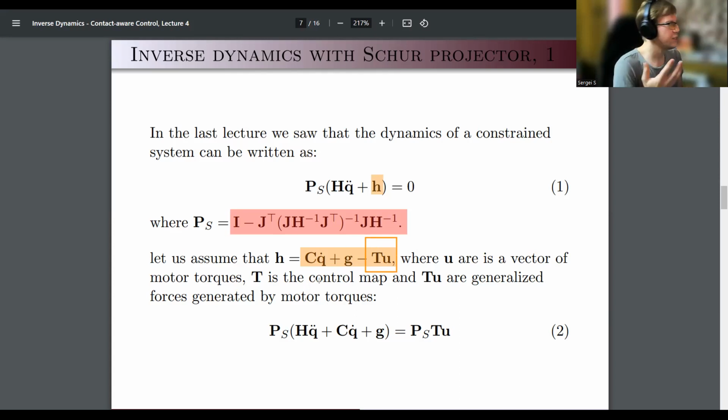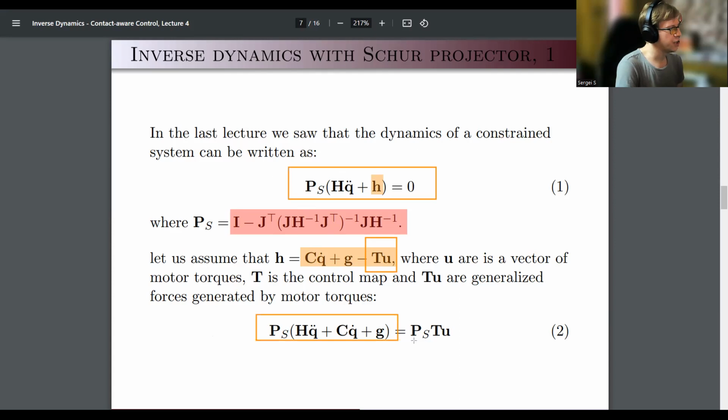It is just that for manipulators, T is often identity, okay? But for walking robots, T is often identity and 0. So it is a rank deficient matrix. It is, in fact, usually a tall matrix. For manipulators, it will be a full rank identity matrix. All right, so this equation 1 becomes equation 2 here.